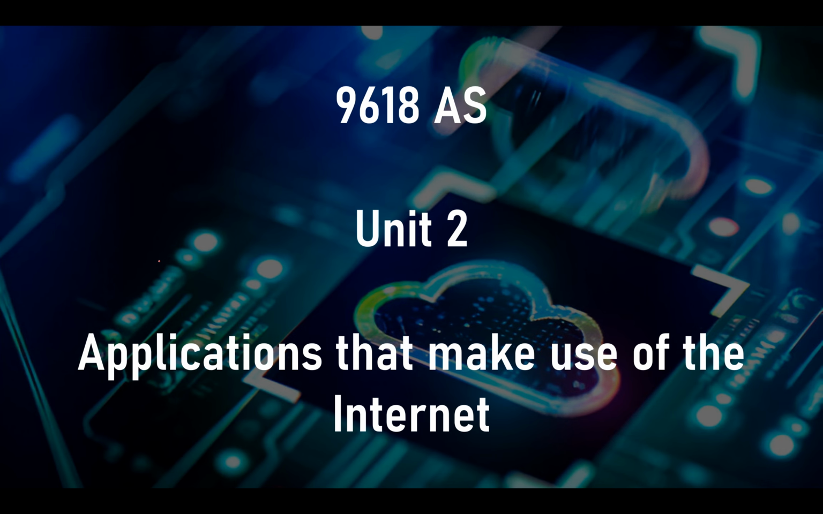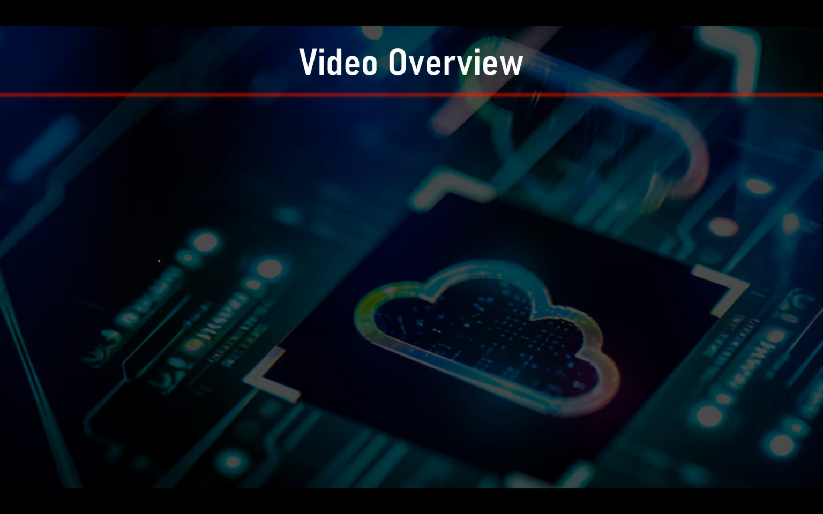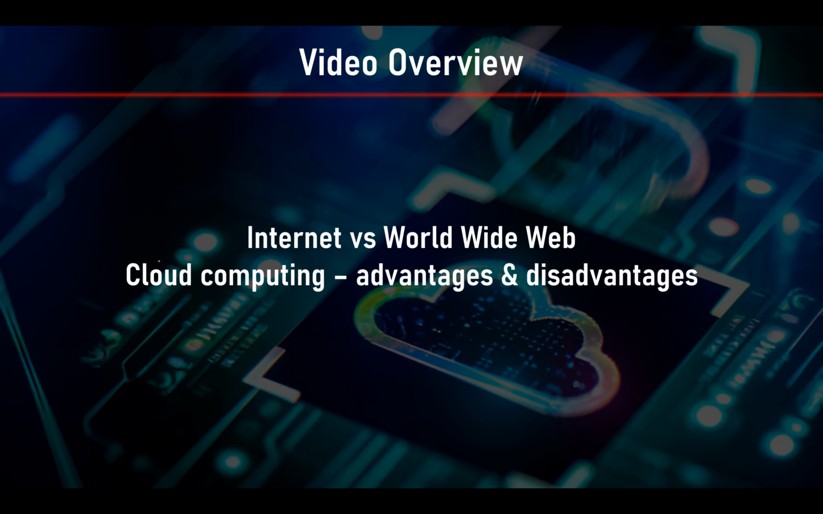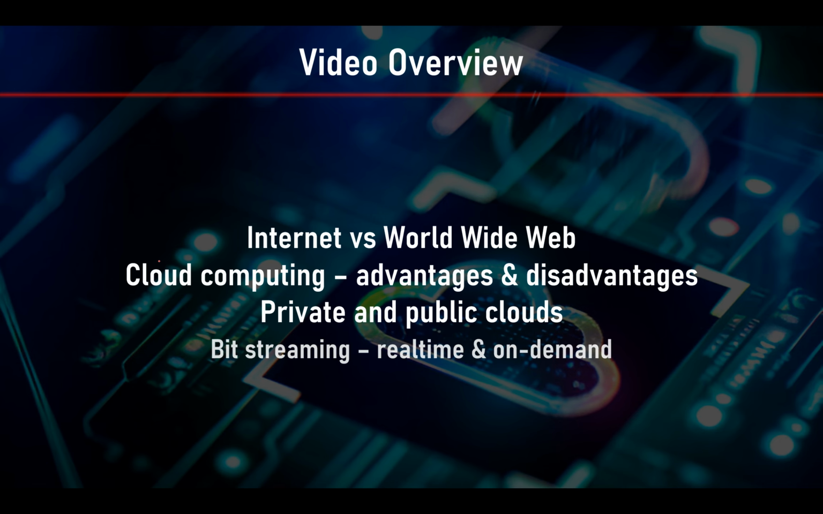As you can see, today we're going to look at applications that make use of the internet. So just a quick overview then, we're going to recap the internet versus World Wide Web. I think we looked at that a couple of times already. Then we're going to look at cloud computing, the advantages and disadvantages. We're going to look at the two different types of clouds, private and public. And finally, we're going to look at bit streaming, so real-time and on demand, and the advantages and disadvantages of each.